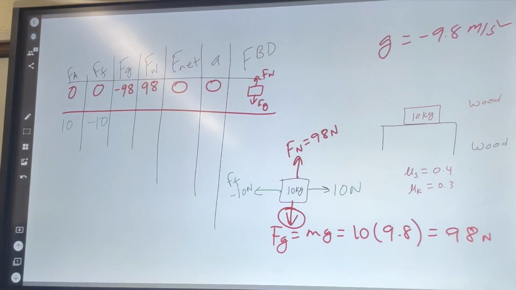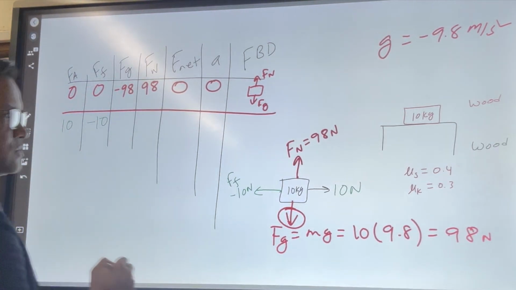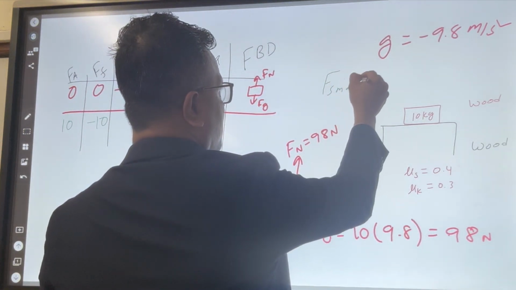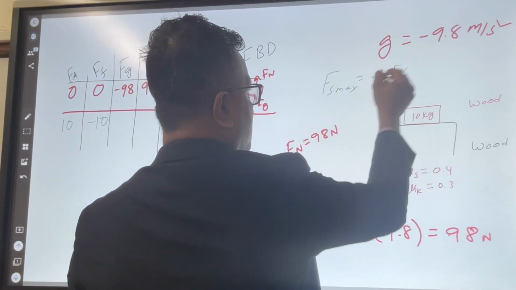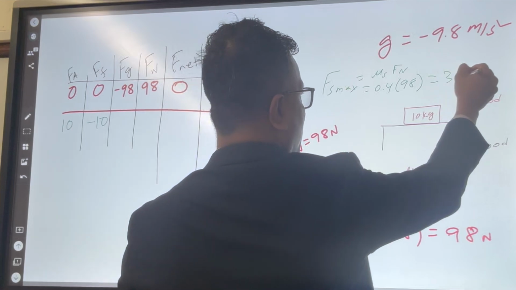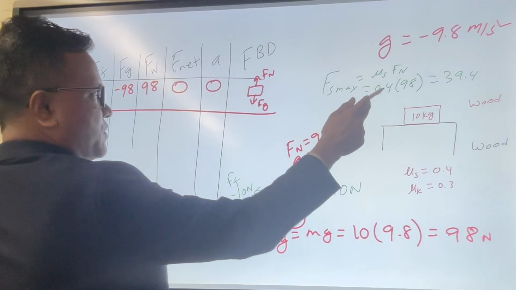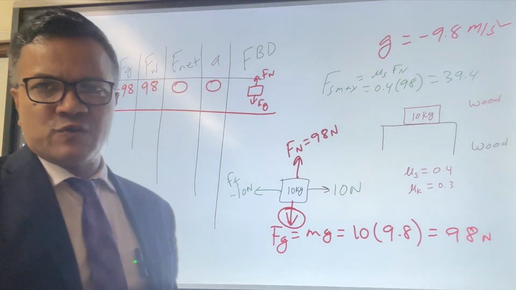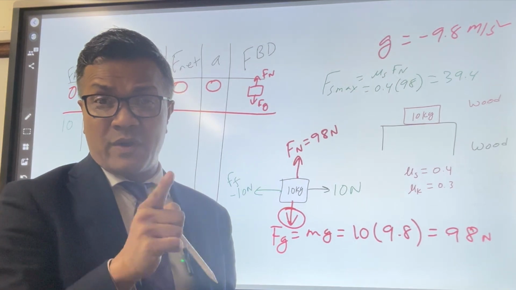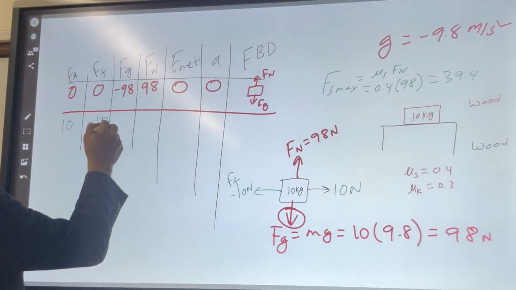Okay. Is the object moving? You don't know. So you have to find out whether the object is moving or not. Fs max is mu s Fn. Mu s is 0.4, Fn is 98, so 39.2. The object is not moving. Why is that? Because 10 is smaller than 39.2. Force has to be more than 39.2 for this box to move. However, 10 is not more than 39.2. So the object is not moving.